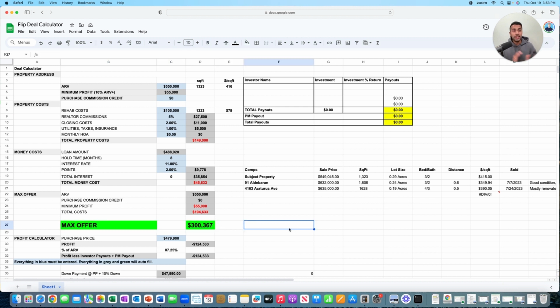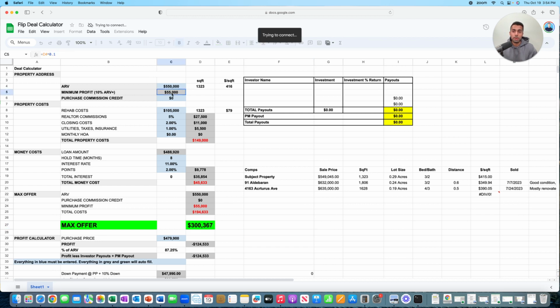Now, finding a great deal is like finding a needle in a haystack, right? A lot of these deals you're comping out are not going to be deals. Essentially, it's really just practice for you to get what properties are trading for in your area that you're looking to buy. So on this property in particular, based on our minimum profit of 55,000 and all of our expenses, we're looking at a negative $124,000 profit. Our max offer is around 300K, right? And this changes based on our minimum profit goals.